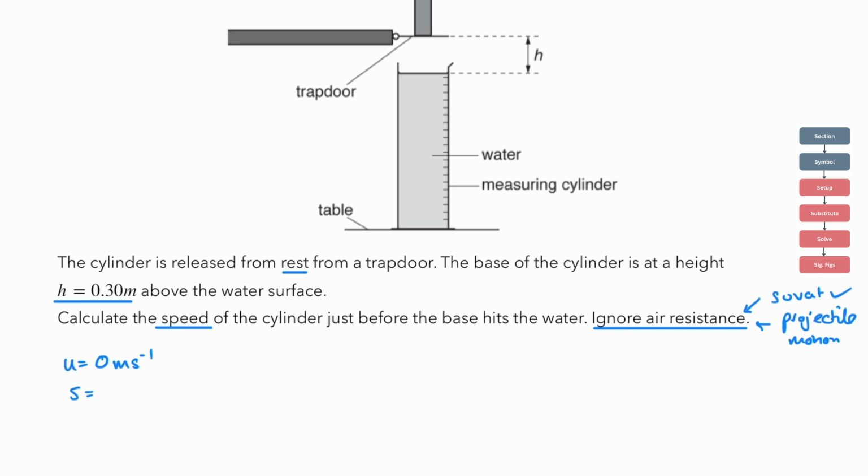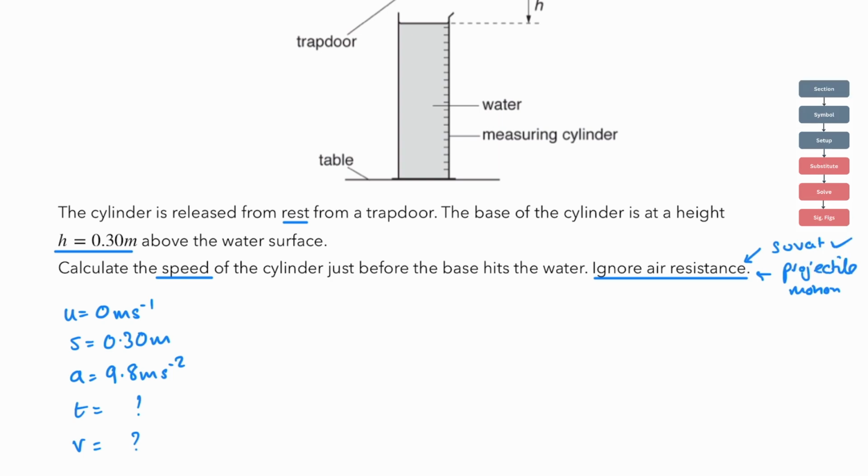S, which is our height, is equal to 0.3 metres. Acceleration is acceleration due to gravity. It is in free fall, so we're going to put 9.8 there. Time, we don't know, but we do want to know what the final speed is. So we head to our data booklet and set up the correct equation. And in this case, the equation we're going to use is v squared equals u squared plus 2as.